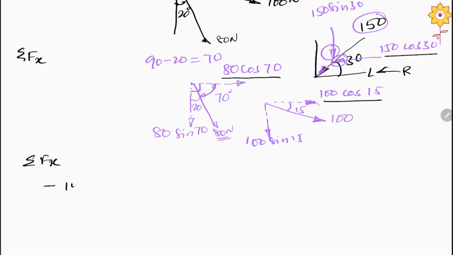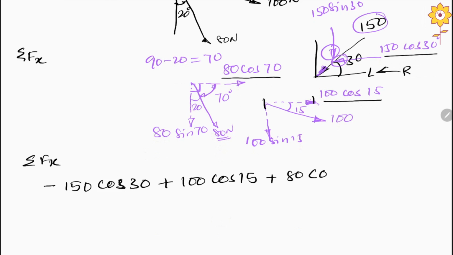So, it will be minus 150 cos 30, and this one is moving from left to right, so the sign will be positive, 100 cos 15. And one more thing, this one is 80 cos 70, that is positive 80 cos 70.